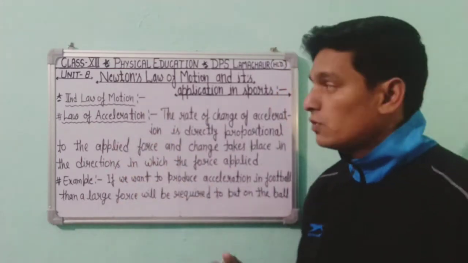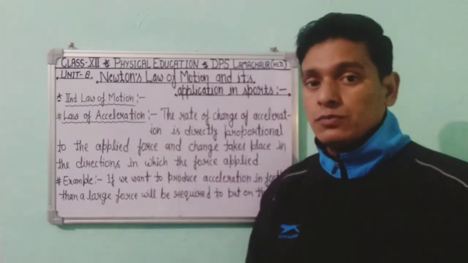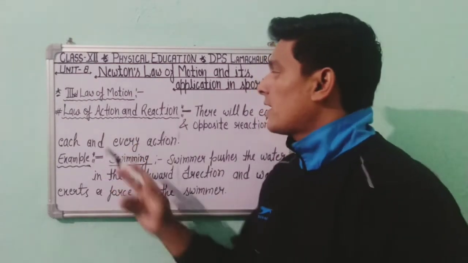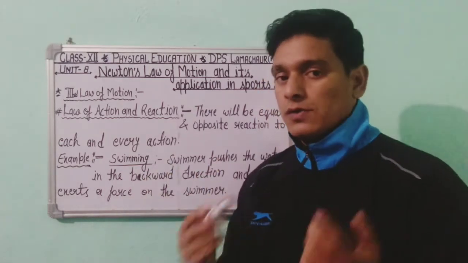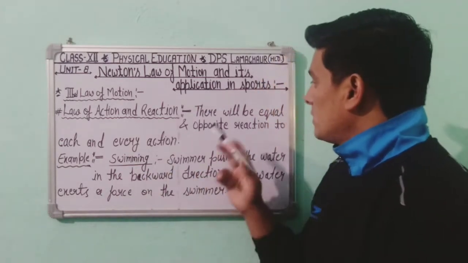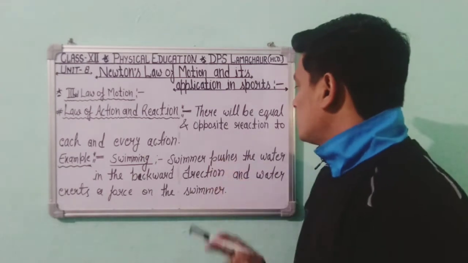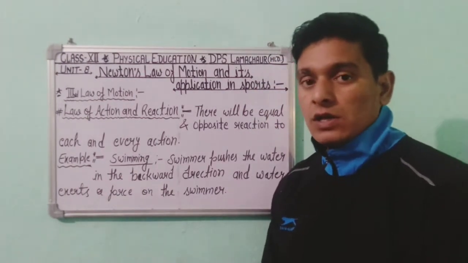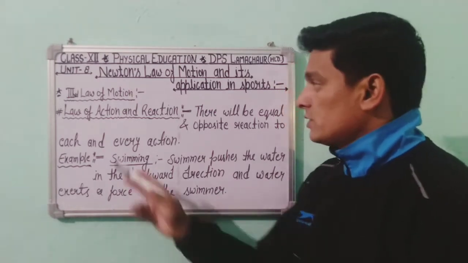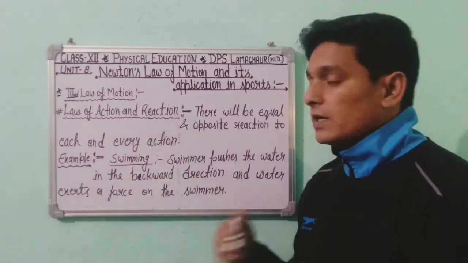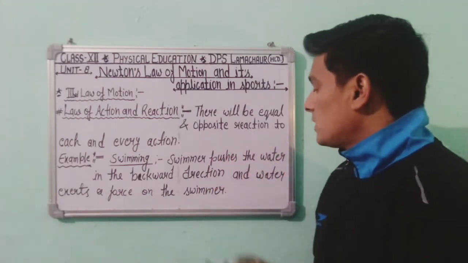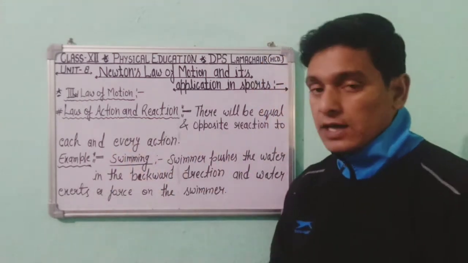Now let's know about the third law of motion. The third law of motion is the law of action and reaction. There will be an equal and opposite reaction to each and every action. What is the third law of motion? The law of action and reaction. There will be an equal and opposite reaction to each and every action.